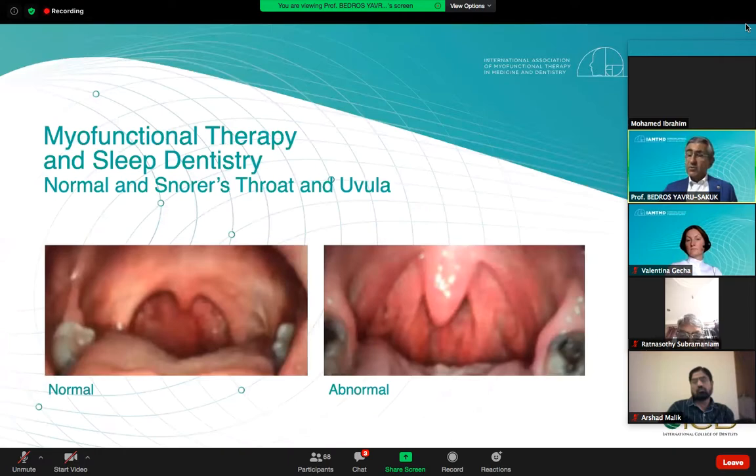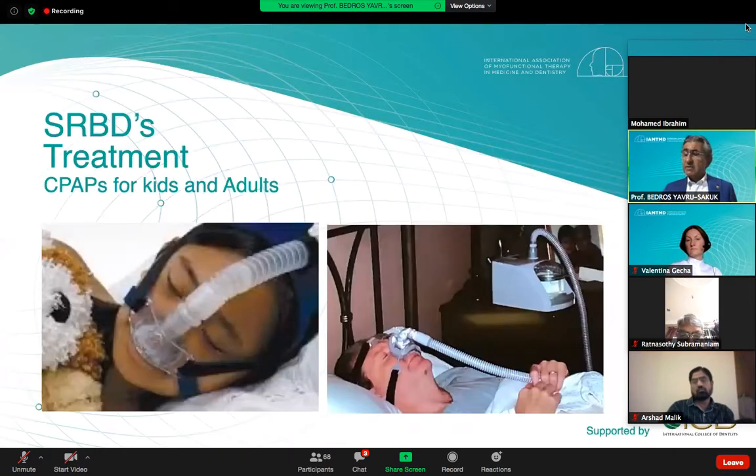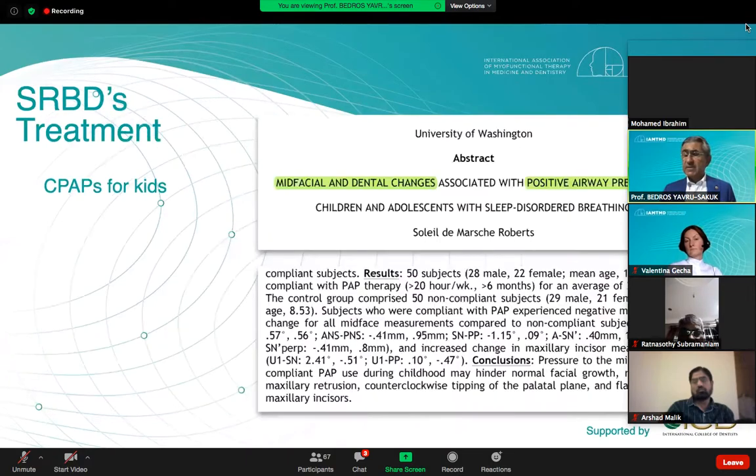As treatment for SRBDs, of course, there are the CPAP machines, CPAP meaning continuous positive airway pressure, for children and adult patients. However, these CPAP machines have serious problems. First, they are not comfortable and they disrupt the sleep of the patient.